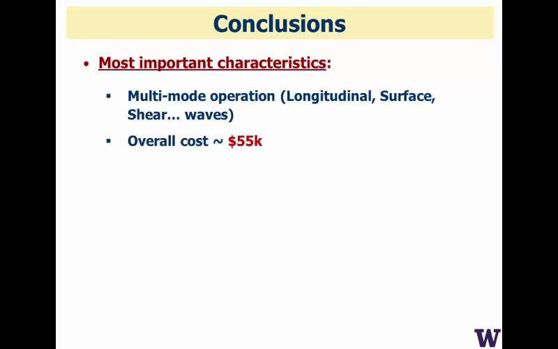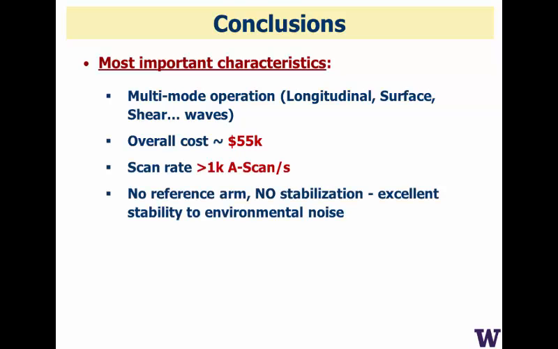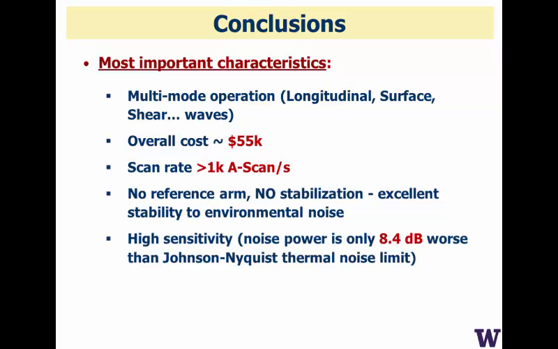The total cost of this system, my goal was to be under $50,000. We're actually at about $55,000, but it'll be under $50,000 probably in about a year or two as a couple of the lasers get cheaper. We can scan at greater than 1 kilohertz, as you do in contact scanning. There is no reference arm. You can take this interferometer and throw it on the floor, and it will still work. Okay? There's no balancing. There's no 3 PhDs in the feedback loop to make this work. It fits in a backpack, so you can carry it anywhere around to do that.